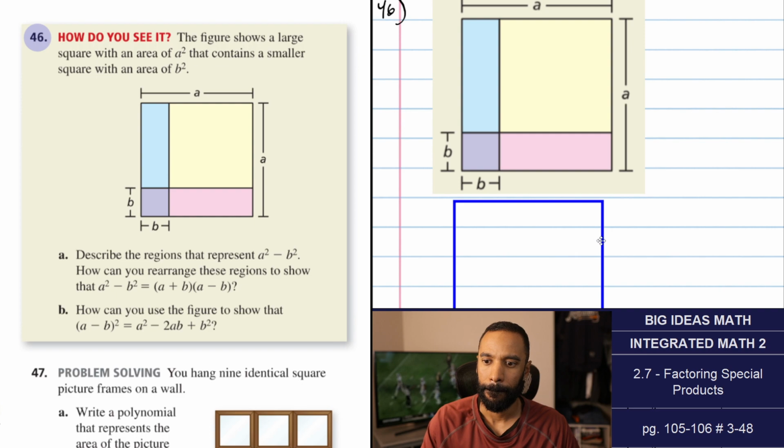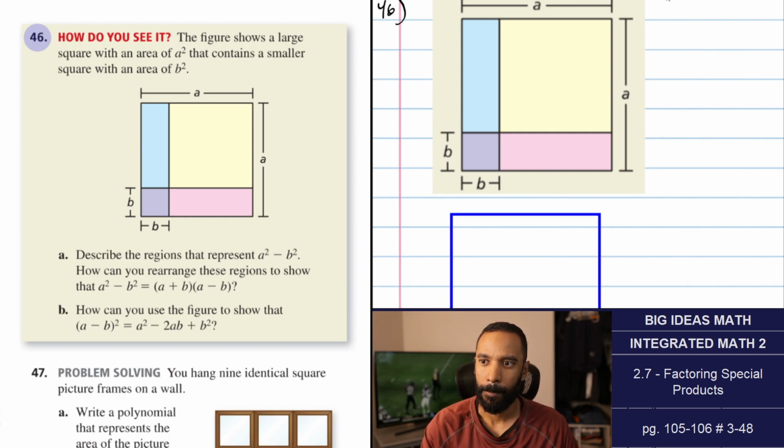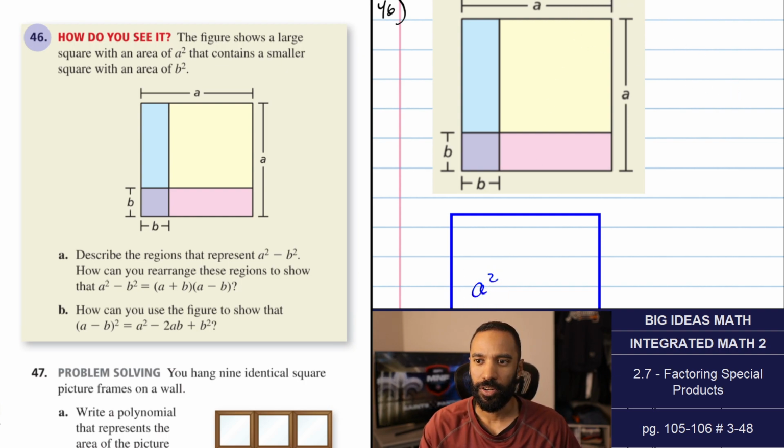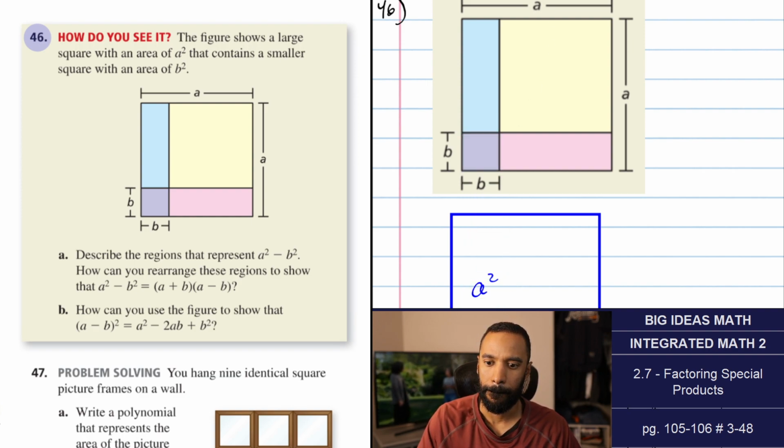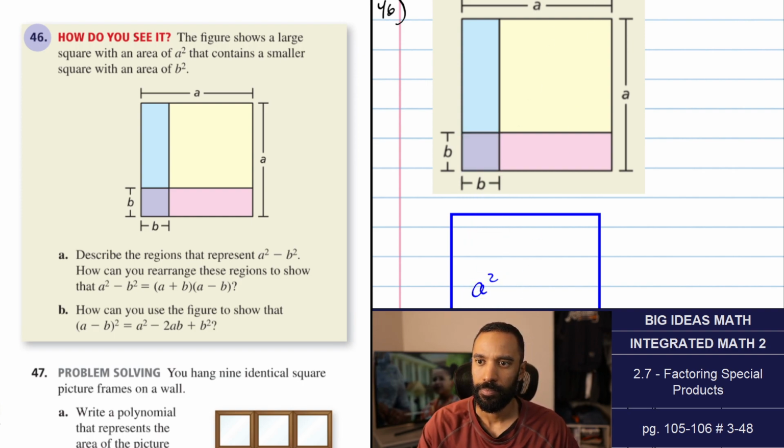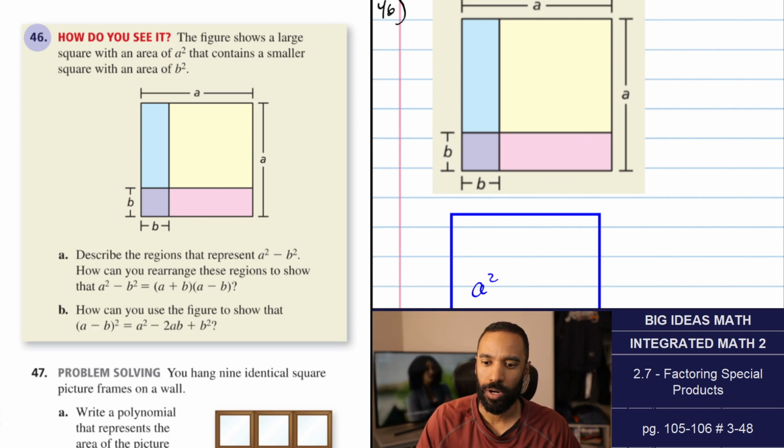Okay? Because that's a times a. I should have used blue. And then this little guy is b squared. Let's use green for that. So this little guy here is b squared. Boom. B squared. And what we're going to do is see where a squared minus b squared is represented.